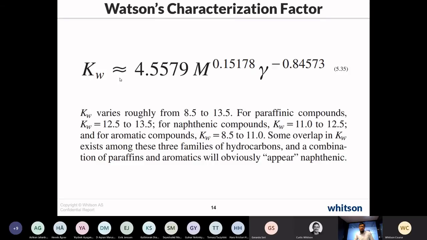When we calculate the Watson characterization factor, the Kw, with the help of measured molecular weight and density, the Kw usually varies roughly from 8.5 to 13.5. If it's between 12.5 and 13.5, generally the fluid type is very paraffinic. It's naphthenic if the Kw range is from 11 to 12.5, and from 8.5 to 11, that's very aromatic.